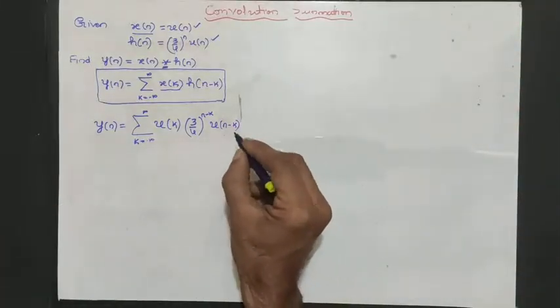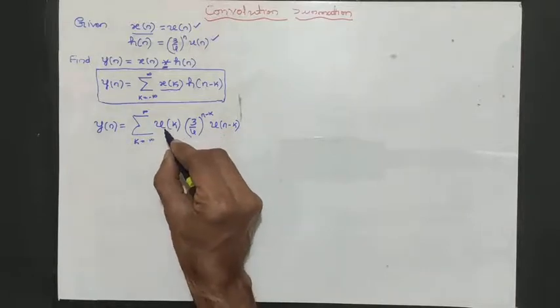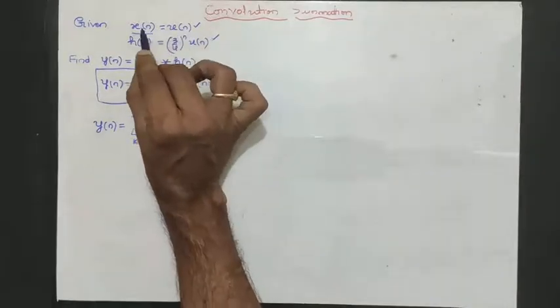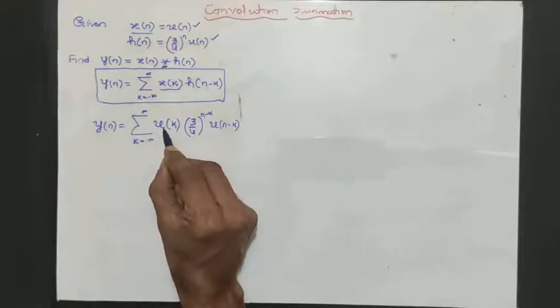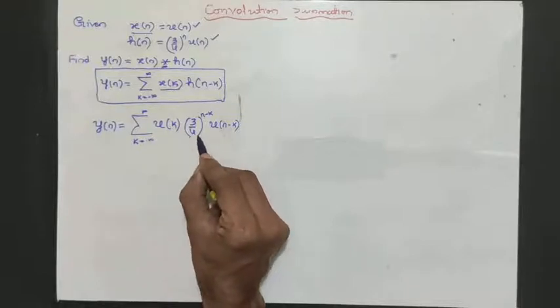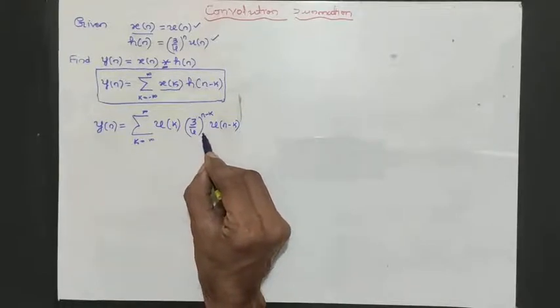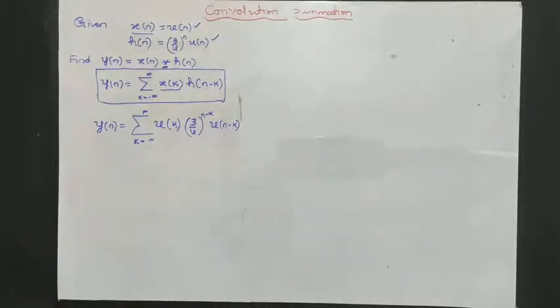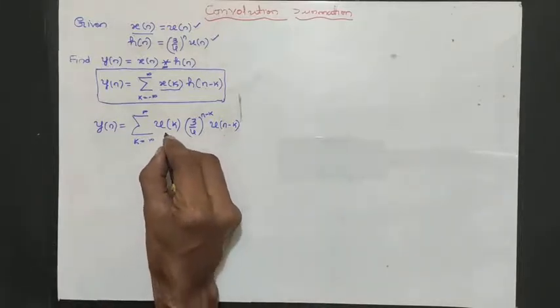Now see this. I hope you understood what I did. u of n was given as x of n, I made it u of k. Wherever n was there in x of n, I replaced it with k. What about the second? In h of n, wherever n was there, I replaced it with n minus k. Now this is the resulting formula.